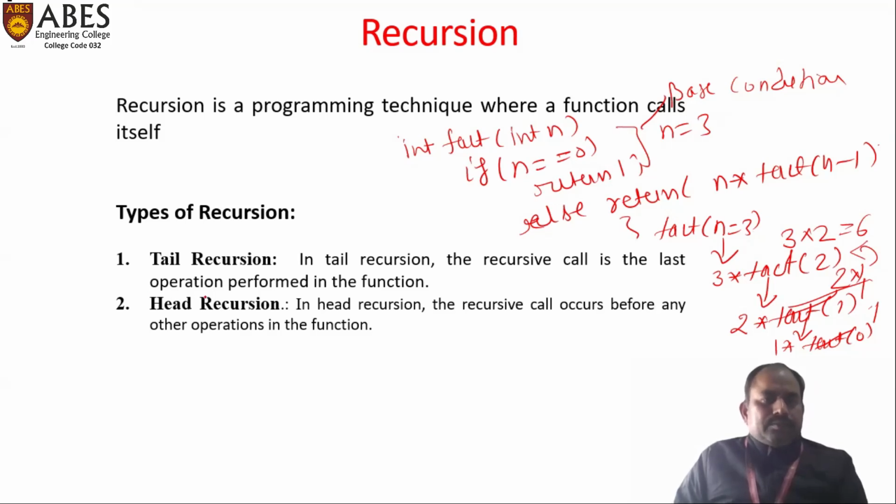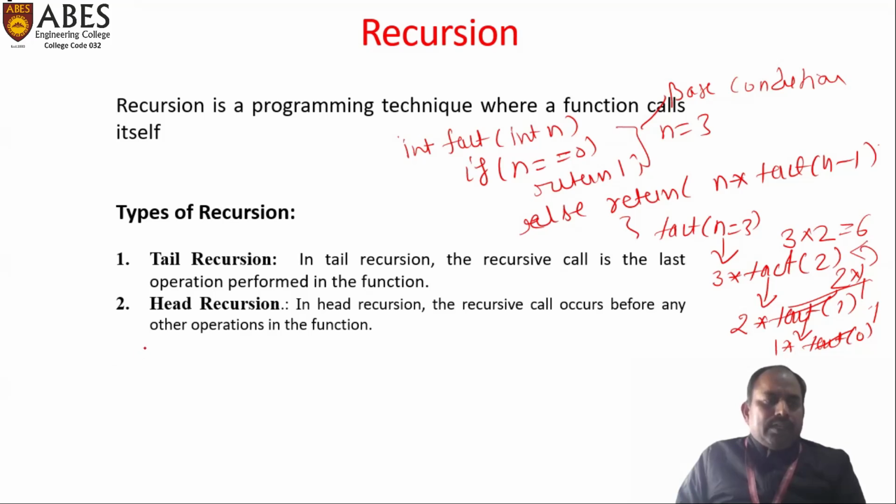Generally, there are two types of recursion we can see. One is called tail recursion, another is called head recursion. In tail recursion, the recursive call is the last operation performed in the function. After this call, we have nothing to do. We can't do any operation, like adding or subtracting two things, or a print operation.